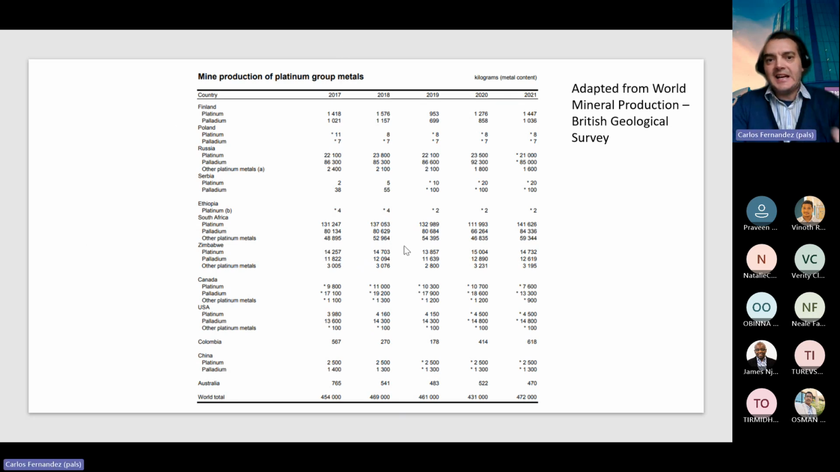So this is just platinum and the group metals. It's the main production of platinum and group metals. As you can see in the previous slides, everything was based on tons. Now we are changing, going a little bit smaller: kilograms. One of the main reasons, apart from the price, is the scarcity. We don't have much platinum on Earth.